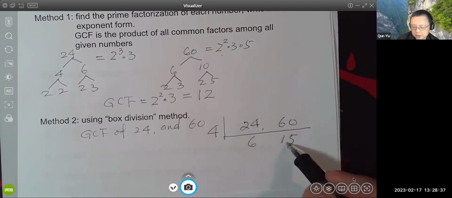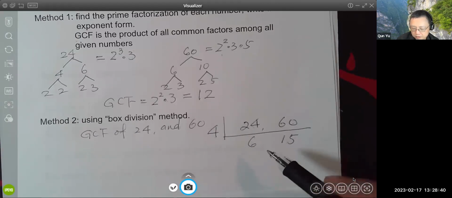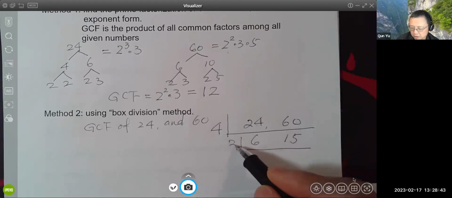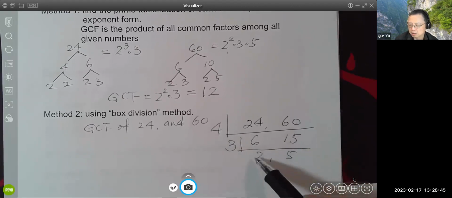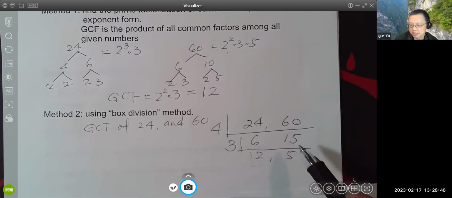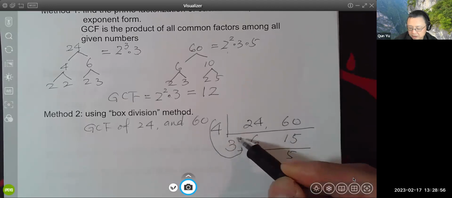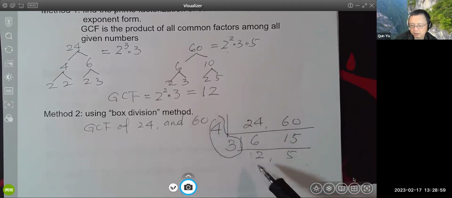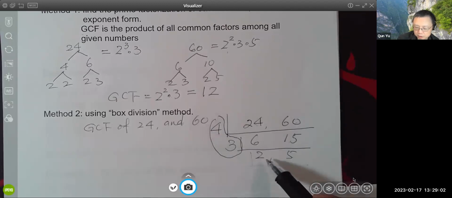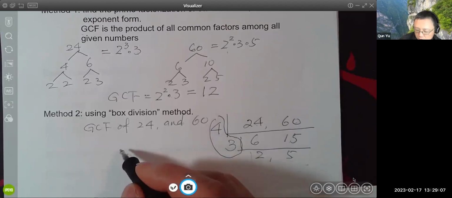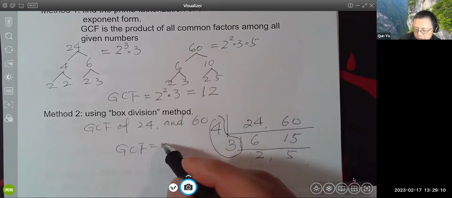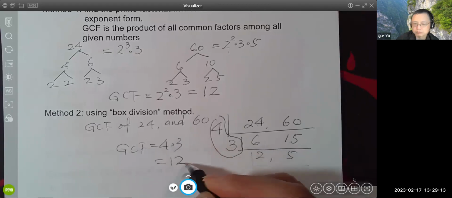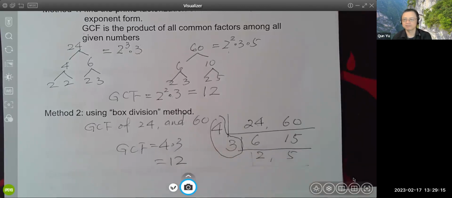Now, for these 2 numbers, repeat the process. I say they can both divide by 3. Divided by 3, I get 2, I get 5. Now, no other number can divide into these 2 numbers at the same time, except 1. But 1 doesn't make any difference because we are going to multiply these divisors together. So we stop here because we don't have a common divisor that can divide into both numbers evenly. So our greatest common factor is 4 times 3, and that's 12. So we get exactly the same answer, right?